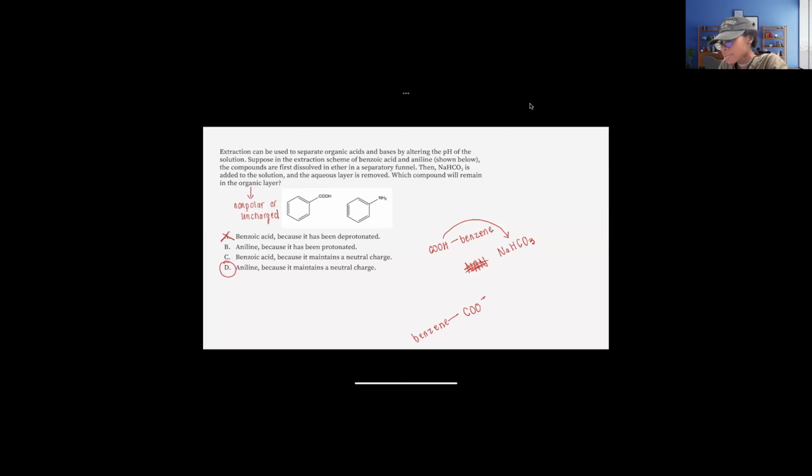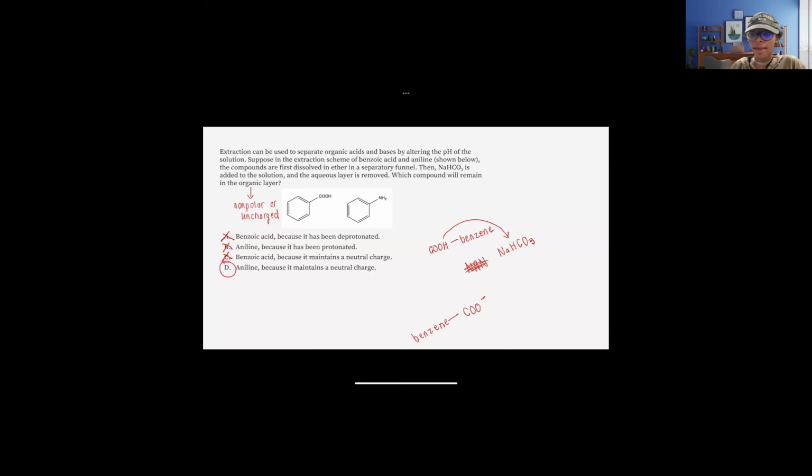B, aniline. NH2, amines have a more basic pKa. So we know that it's not going to be the one. It has not been protonated and will not need to add an acid. Benzoic acid, because it maintains a neutral charge, it does not. So we can rule that one out. Either by process of elimination or just recognizing that the base is going to act on our acid, benzoic acid, we end up with D.